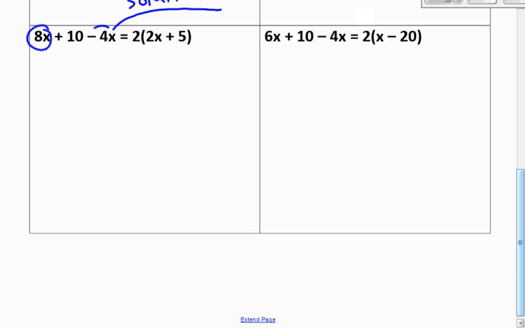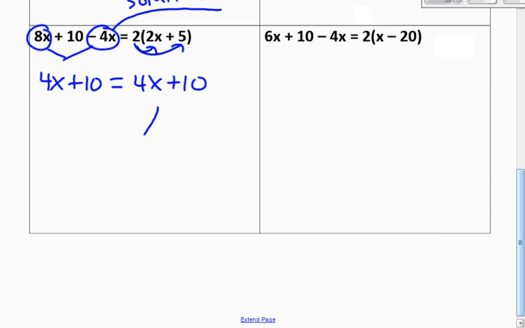First thing I see is that there are 3 terms on one side of this equal sign, and I need to get them together just to simplify things. So I have 8x minus 4x, which is 4x. Bring down the plus 10 equals, I see distributive property here, parentheses. So this is 2 times 2x, which is 4x. 2 times 5, which is 10. Same thing on both sides. Infinitely many solutions.